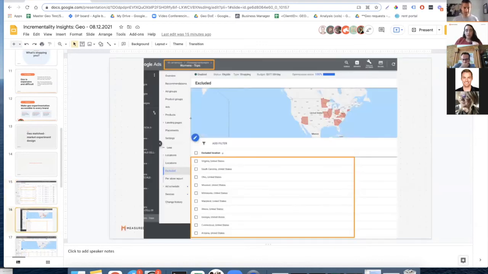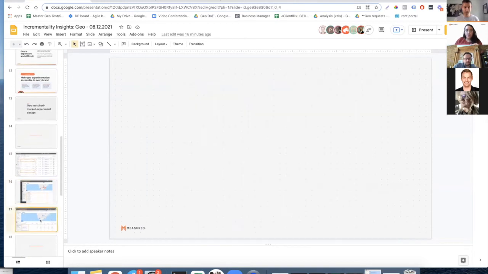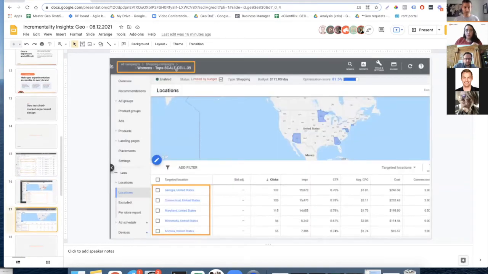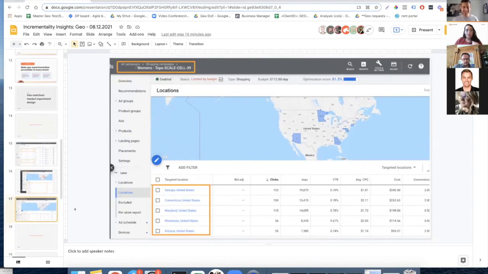If we click onto it, you'll see this is the women's tops. These are the exclusions, so the API automatically pushed all the exclusions out, so you don't have to worry about it. It's implementing the holdout and the scale. And then this is the women's tops scale, and you can see that these are the targeted locations. So easy peasy. If I did this myself, the implementation would always be difficult. It's very error prone. This way it's like no noise whatsoever.